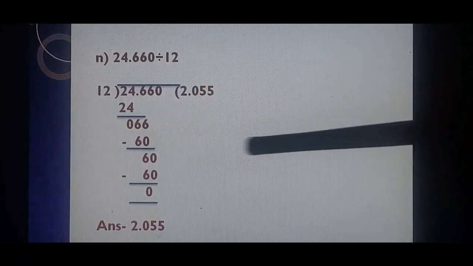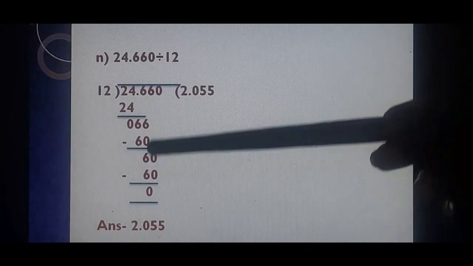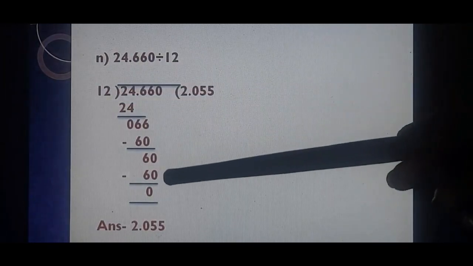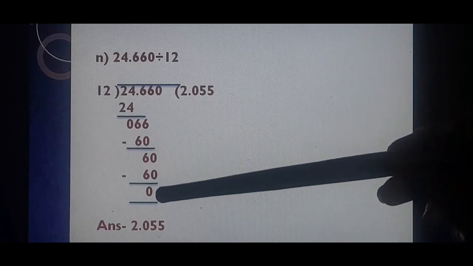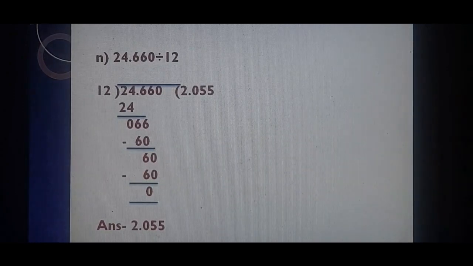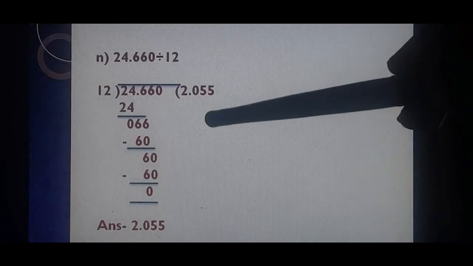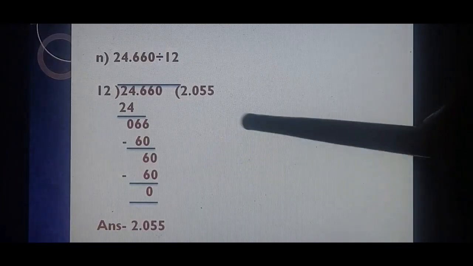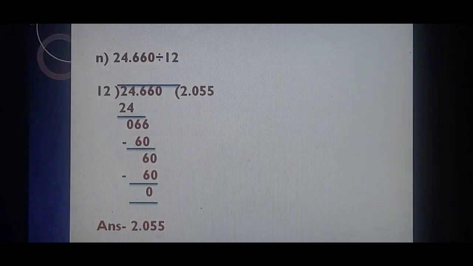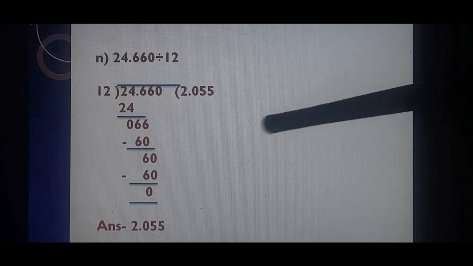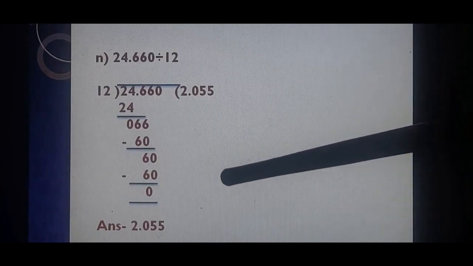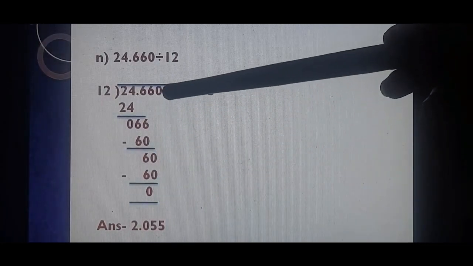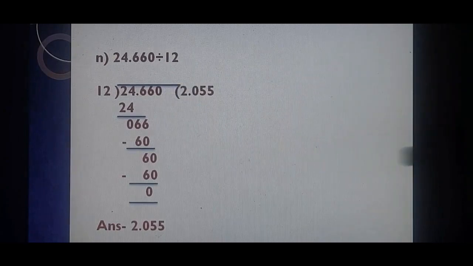12 5s are 60. 6 minus 0, 6. Next digit we will take, that is 0. So again 12 5s are 60. 60 minus 60, 0. Beta, in these questions, if we want 0 in the dividend, then we will put 0 because no remainder should be left in the division of decimal fractions. Right? आपको complete division show करनी है जिसमें remainder नहीं होगा. If remainder is there, if you are getting any number here, then you will take 0 in dividend. Okay.